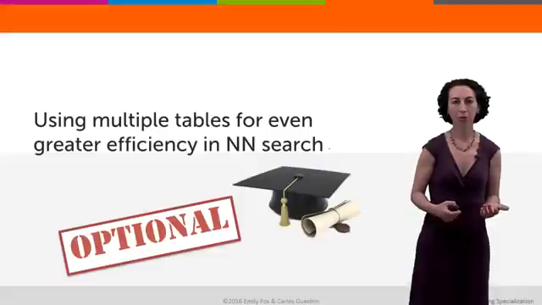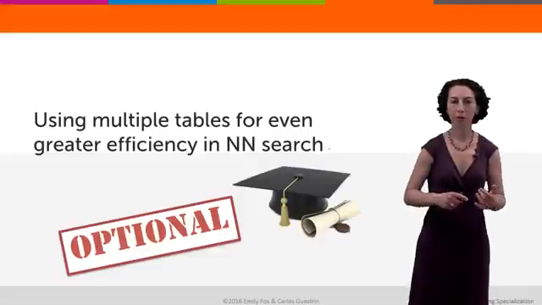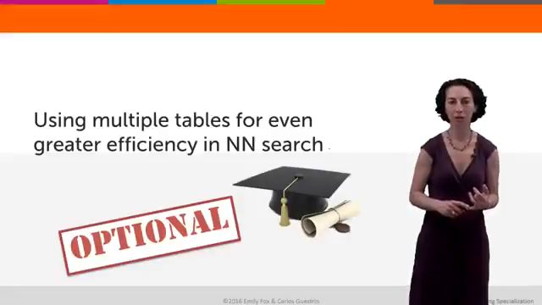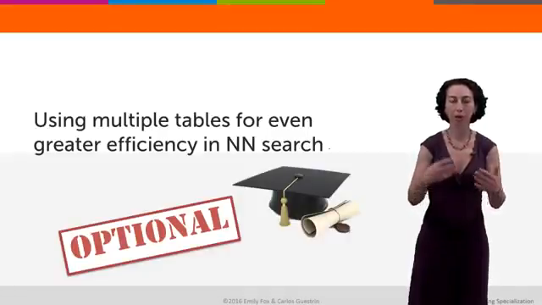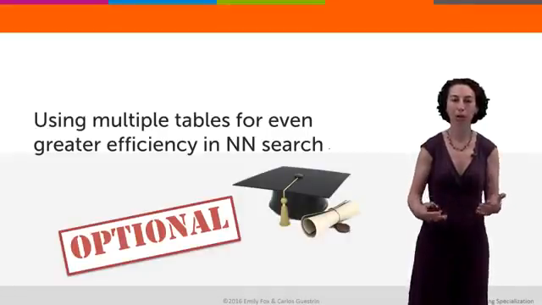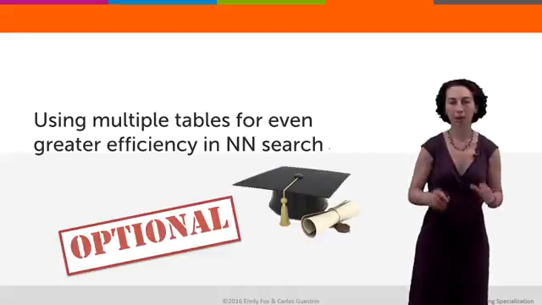To wrap up this module, we're going to talk about a way to perform even more efficient nearest neighbor search using locality sensitive hashing using something that are called multiple tables. So these are multiple hash tables. And this is going to be advanced material.